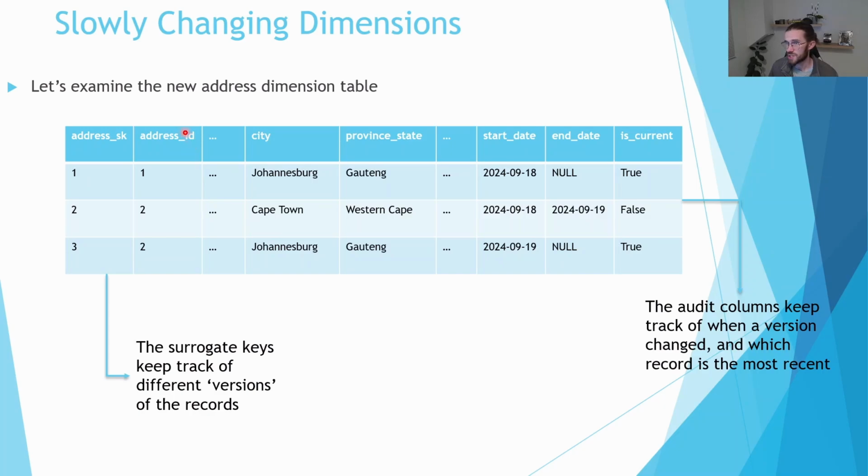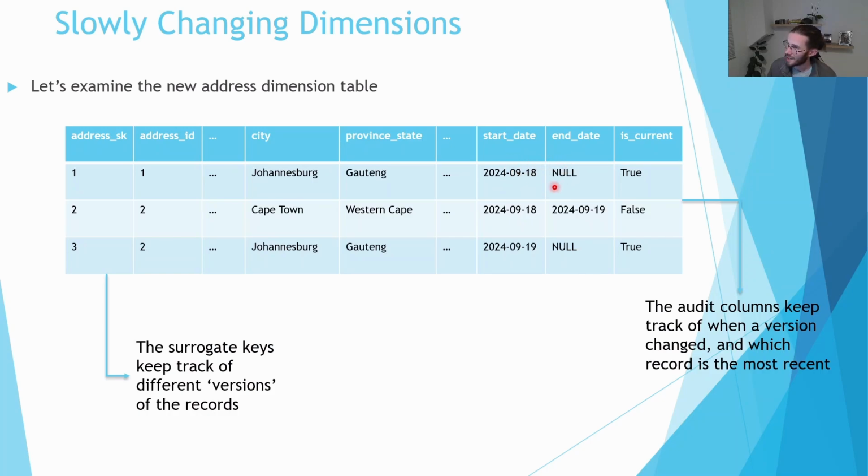Our original address ID, the natural key, is also 1. And it turns out that the city over here is Johannesburg. The province where Johannesburg is, Gauteng. And our audit columns over here for start date to end date. The start date is that this customer entered this value in on the 18th of September of this year.